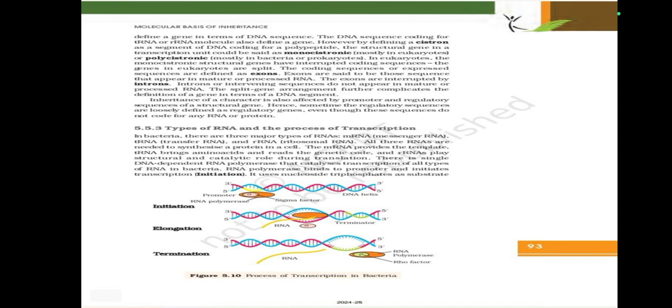There is a single DNA-dependent RNA polymerase that catalyzes transcription of all types of RNA in bacteria. RNA polymerase binds to the promoter and initiates transcription. Initiation needs just nucleoside triphosphates as substrate and polymerizes in a template-dependent fashion following the rule of complementarity. It also facilitates opening of the helix and continuous elongation.